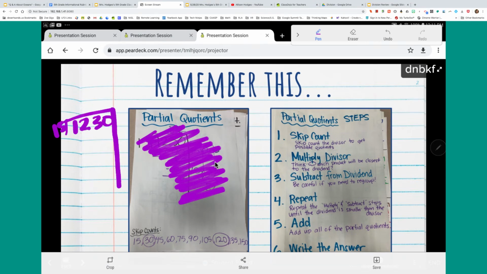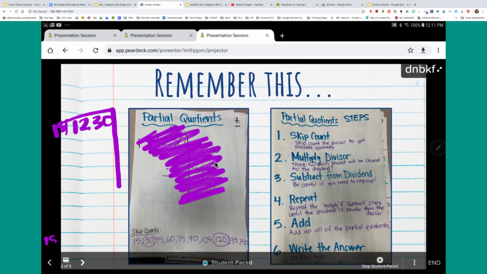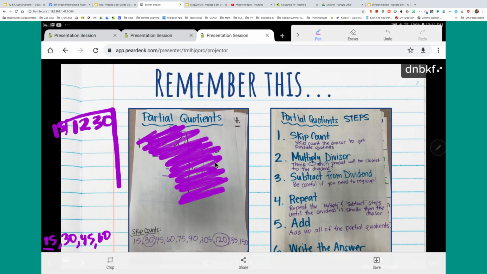I know the skip counts are down there, but just for sake of time, if I were to do my skip counts, I would think about 15 plus another 15 would be 30, plus another 15 would be 45, plus another 15 would be 60. So we're skip counting by 15 because that is what the divisor is, that 15 over here. And so I would keep on doing that, but I'm just going to say that we've done it. So it's there at the bottom.